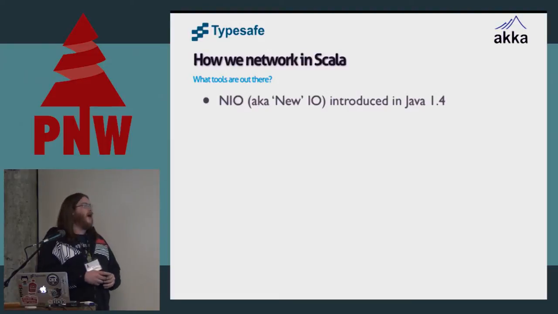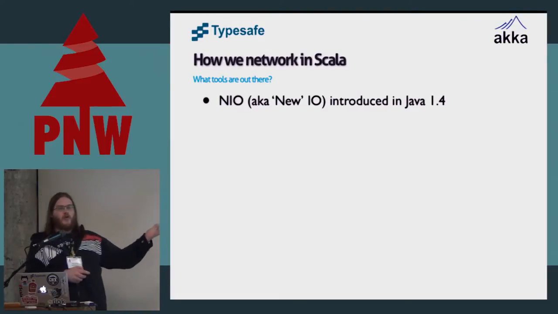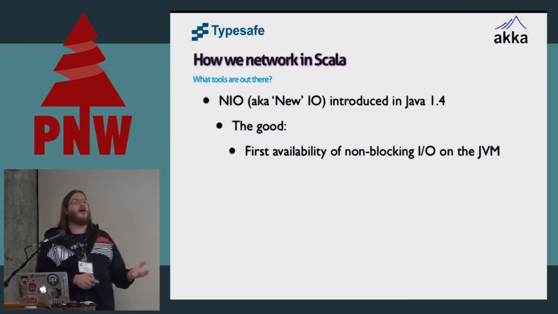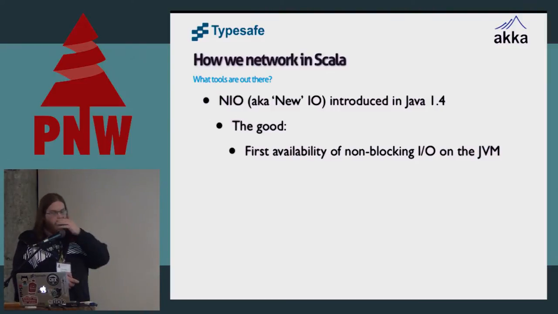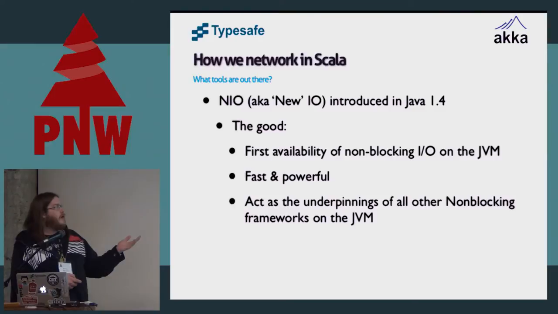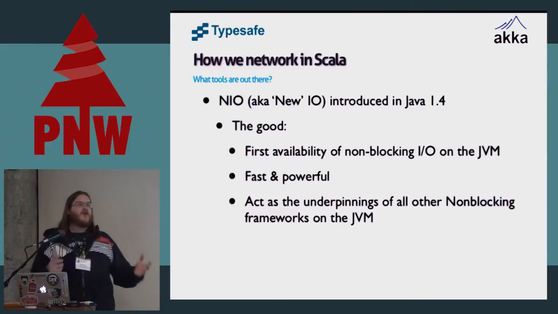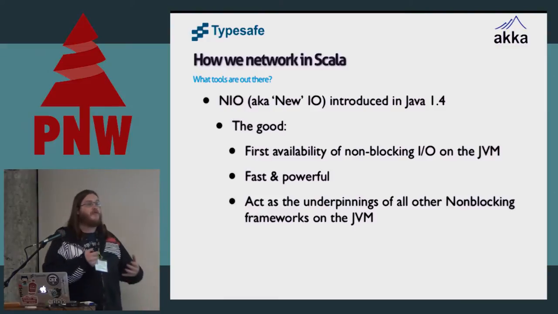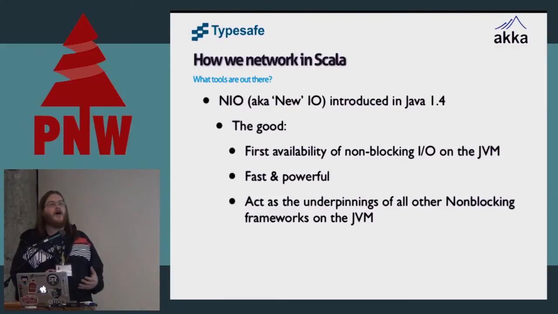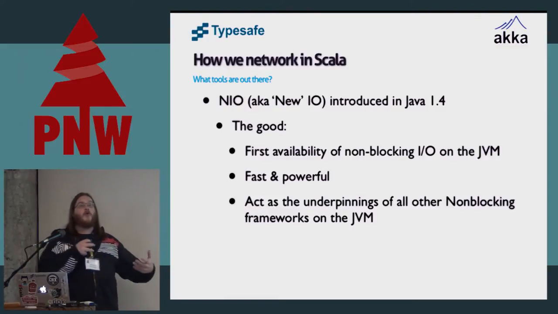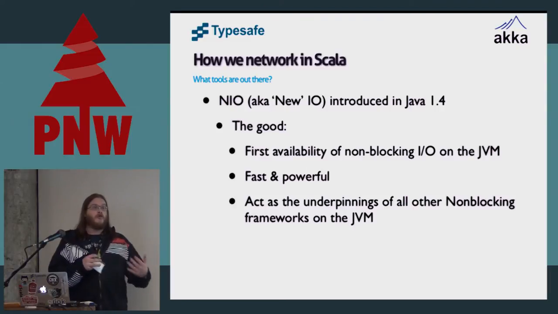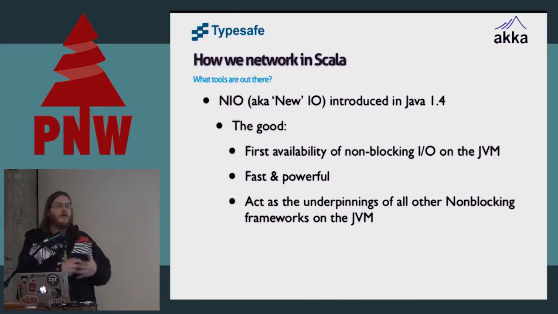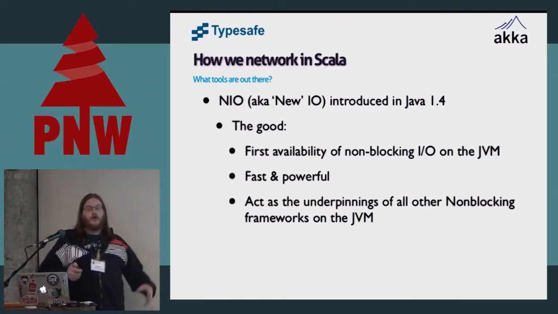So with the tools that are out there, NIO was introduced in Java 1.4. The good things, obviously, before this, there was no non-blocking IO on the JVM. It's fast and powerful, and it acts as the underpinnings for anything else that does non-blocking IO on the JVM. It relies on NIO because it's the only way to interface these non-blocking things, because there is coordination that goes with the kernel. Things like the polling on selectors need kernel modules for your operating system that can do it. So NIO is your underpinnings.